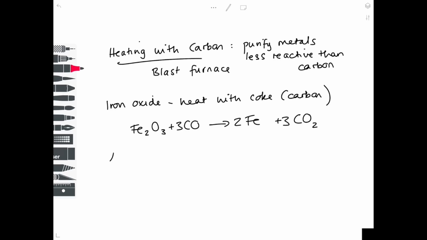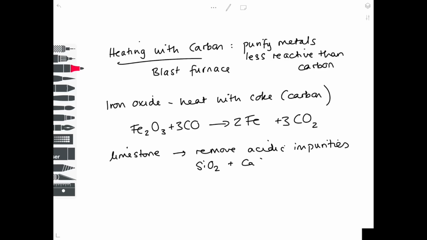Don't forget that they add limestone as a raw material, and that limestone is there to remove acidic impurities and ensure that the iron is as pure as possible. The acidic impurity we're talking about is actually silicon dioxide, which reacts with the calcium oxide from the limestone to produce calcium silicate, otherwise known as slag.